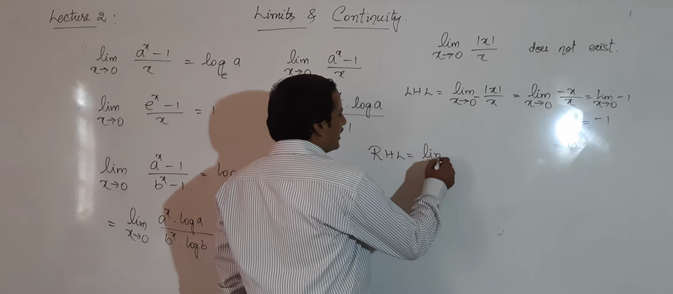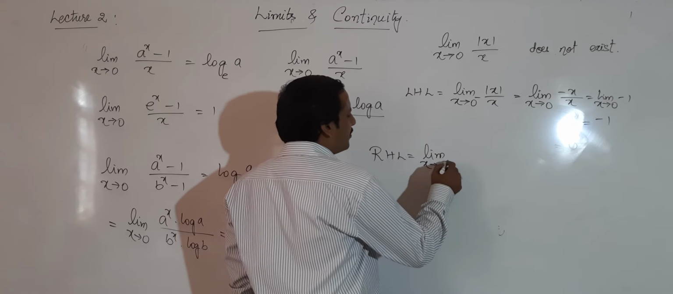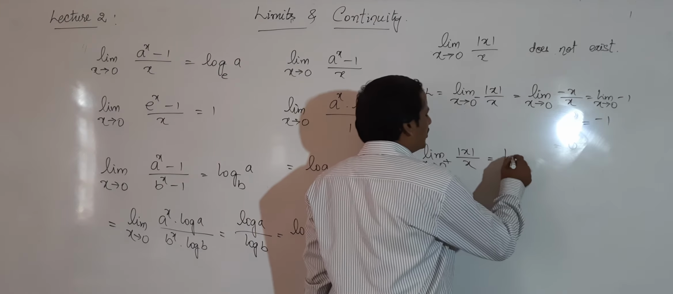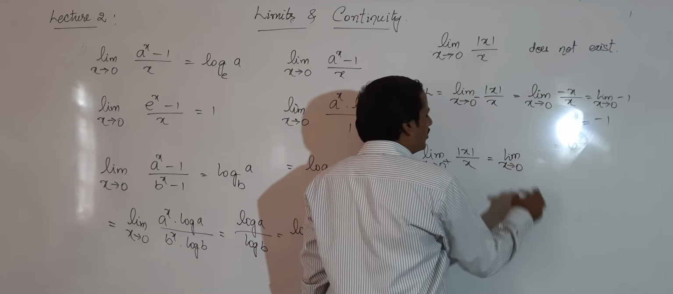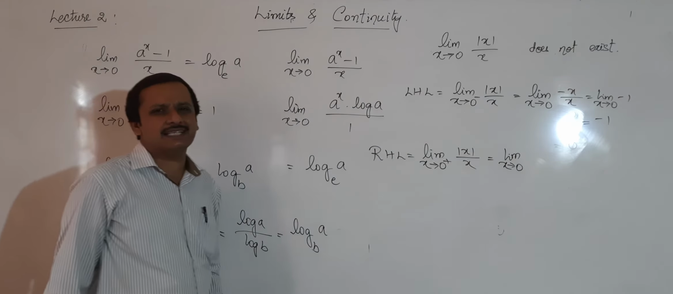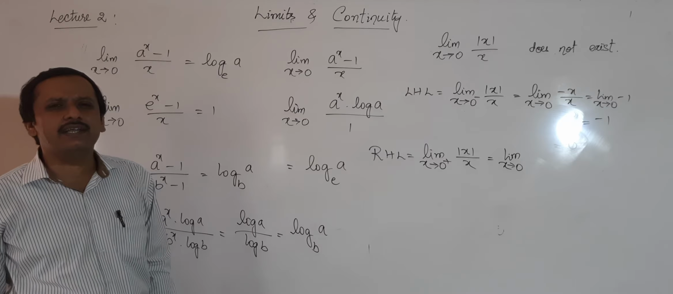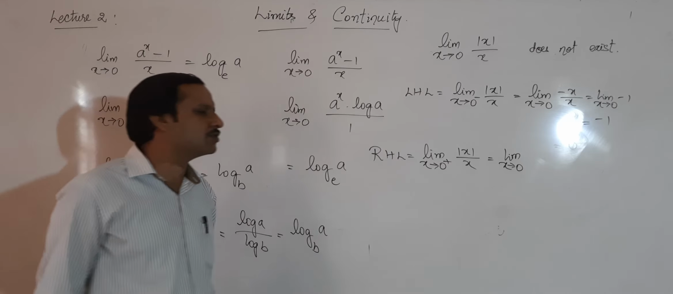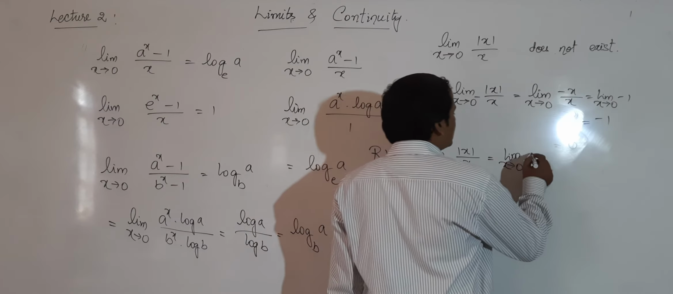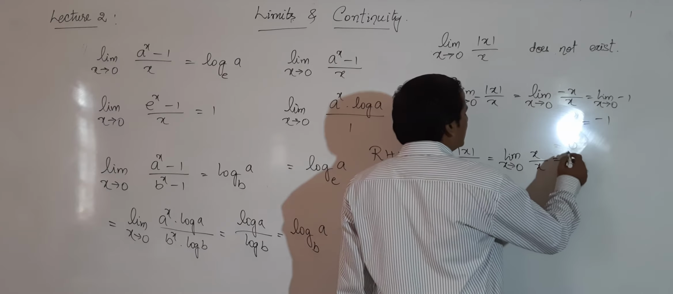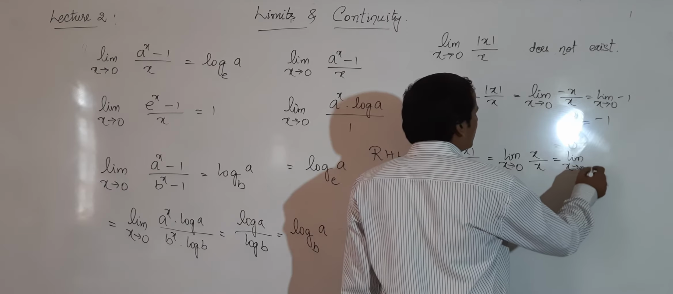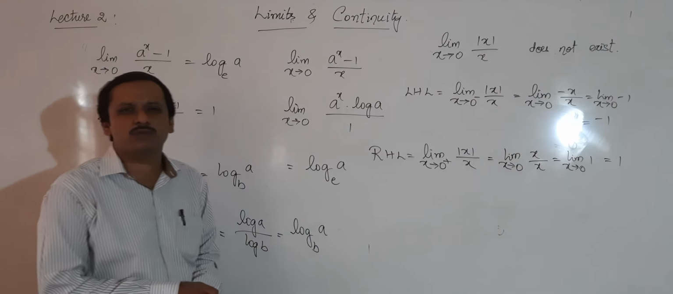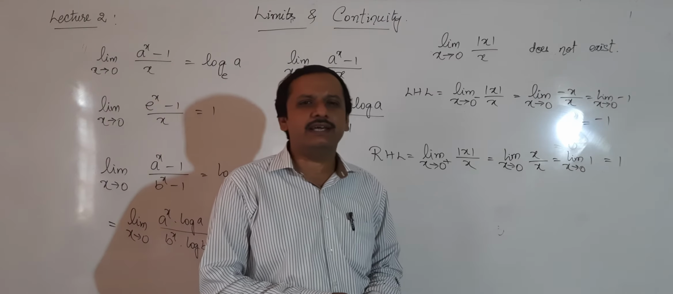Now, right hand limit. Limit x tends to 0 plus f of x, where f of x is mod x by x. X is approaching 0 from right side, which means x is positive, x is greater than 0. Whenever x is positive, mod x is defined as plus x. So limit x tends to 0 of x by x is equal to limit x tends to 0 of 1, which is equal to 1. Left hand limit is minus 1, right hand limit is plus 1. They are not equal. Therefore, the limit does not exist.